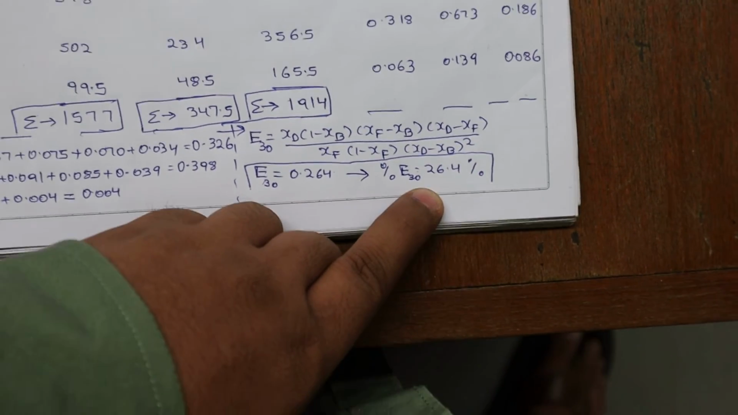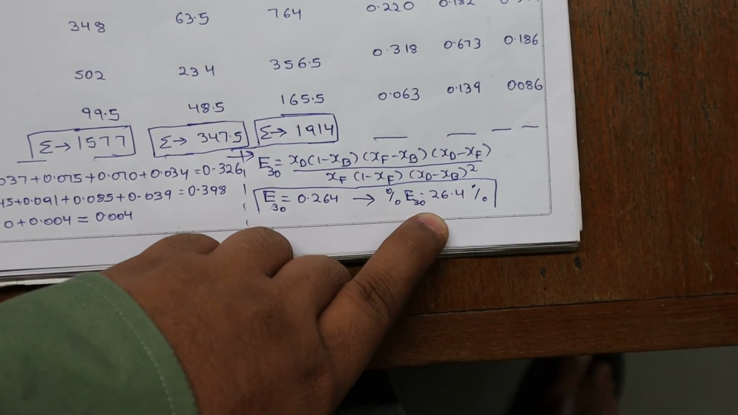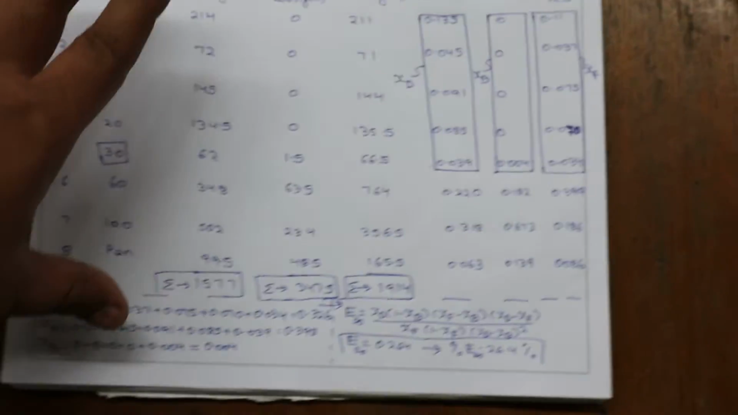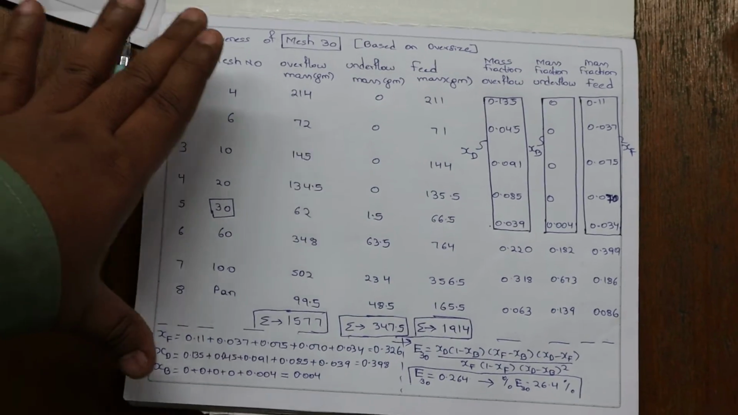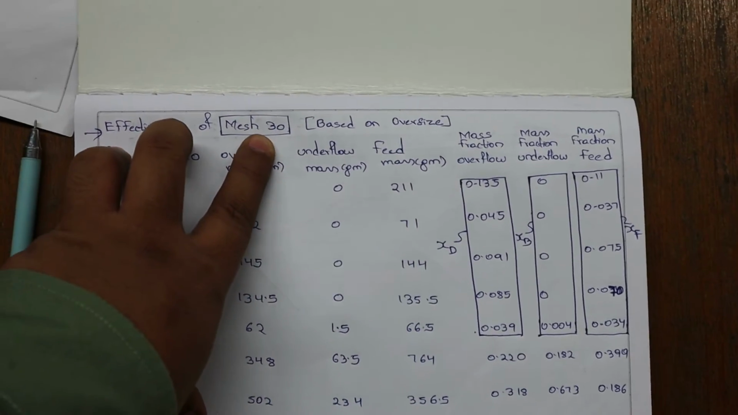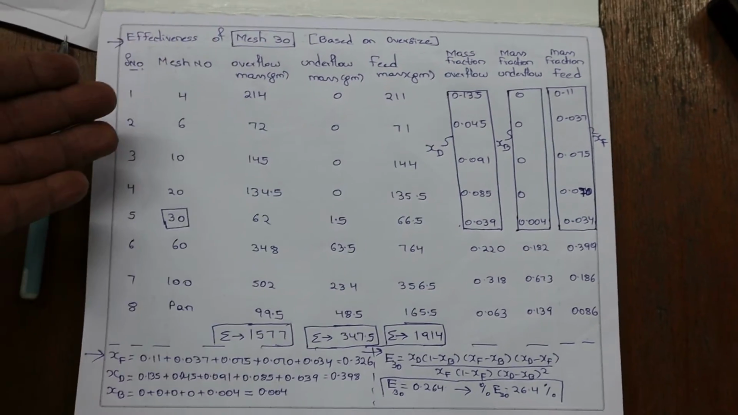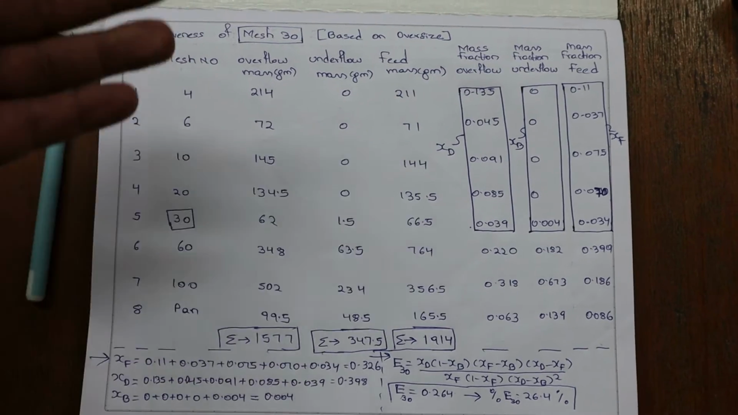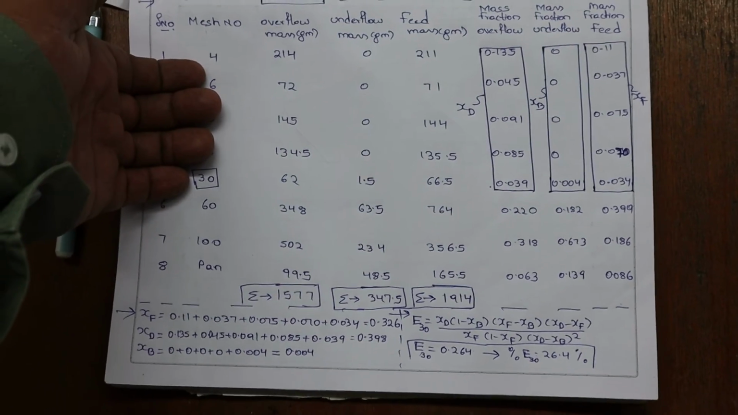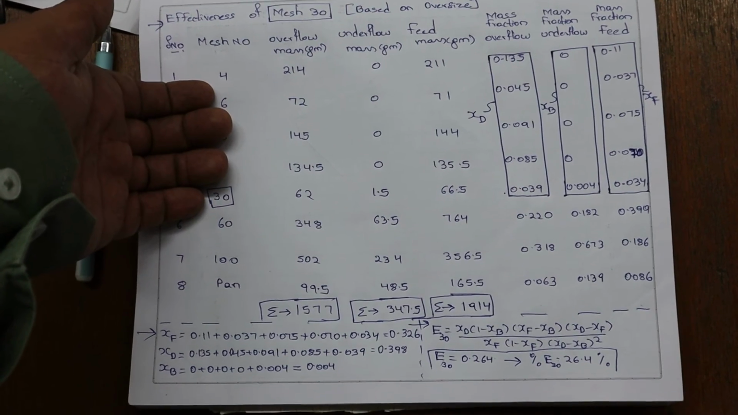That means this screen is only 26.4% effective in separating the particles. So this is how we have to calculate the effectiveness of different screens. I have done it for mesh number 30, and similarly, we can calculate the effectiveness for the different meshes that are available in the laboratory. Thank you very much.